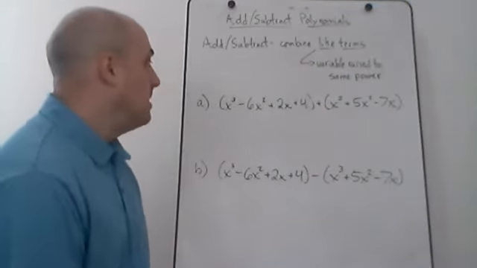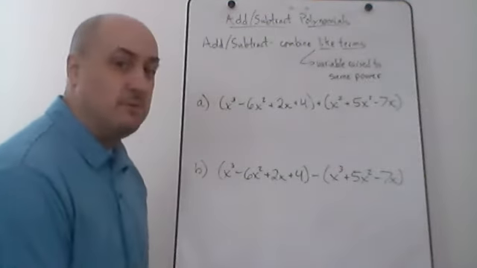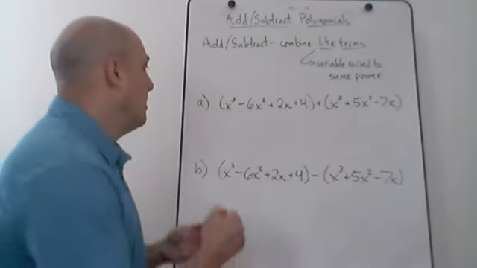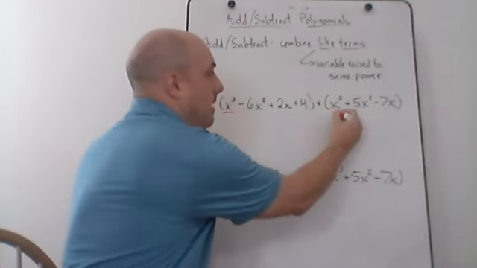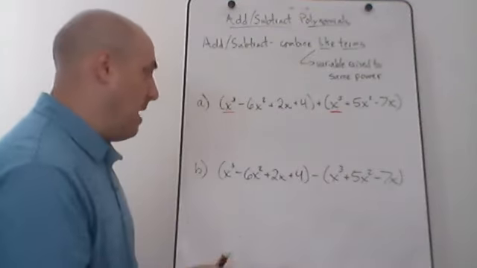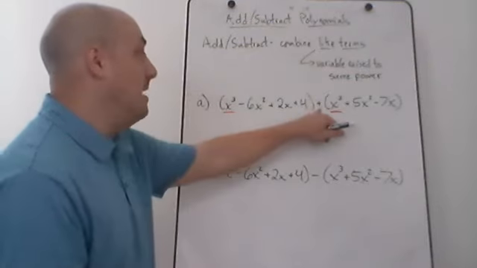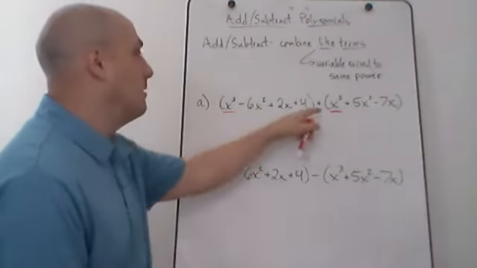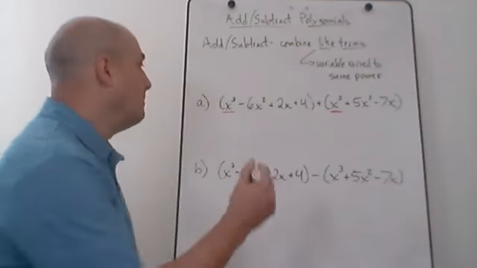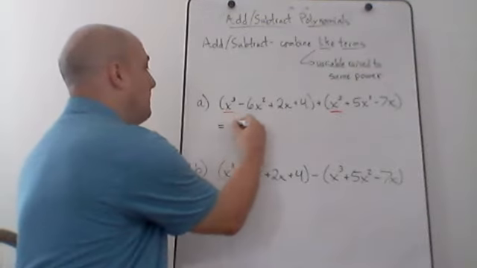All right, so to add these polynomials together, I have to first identify the like terms. My first polynomial has an x to the third power. My second polynomial also has an x to the third power. So I'm going to add the x to the third plus the x to the third. Well, if I have 1x to the third plus 1x to the third, that's going to be 2x to the third power.